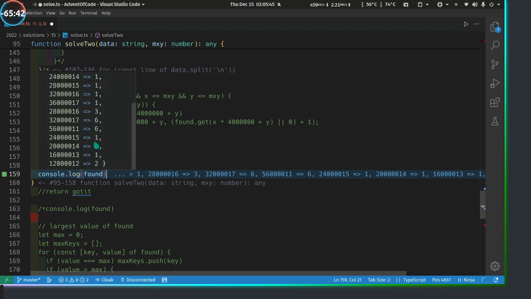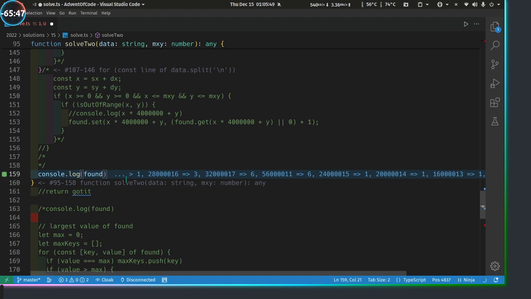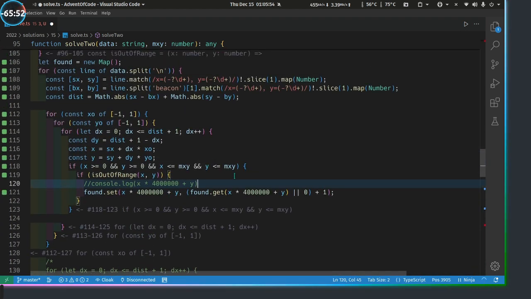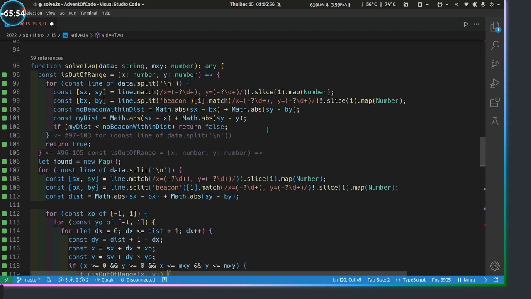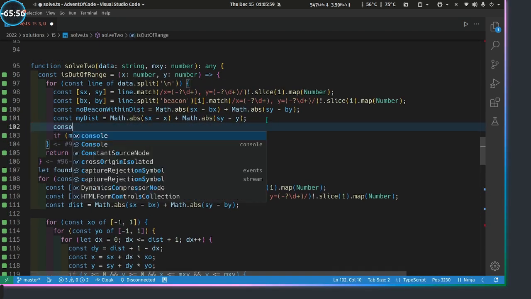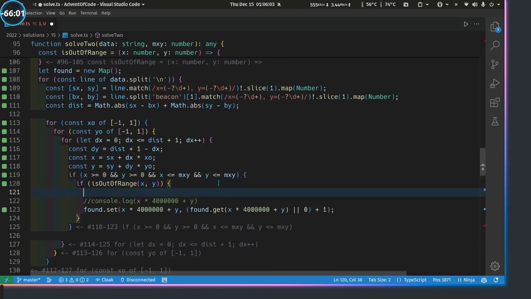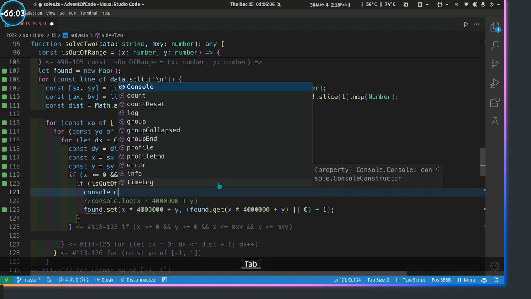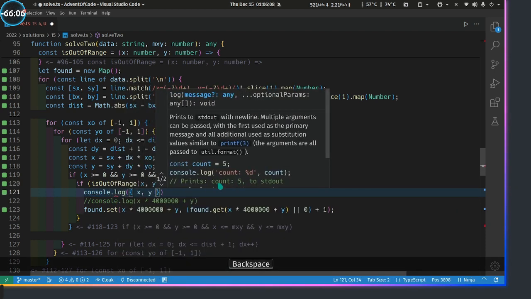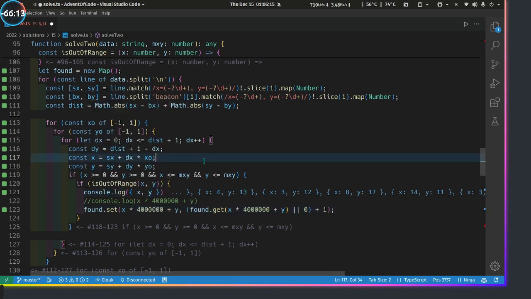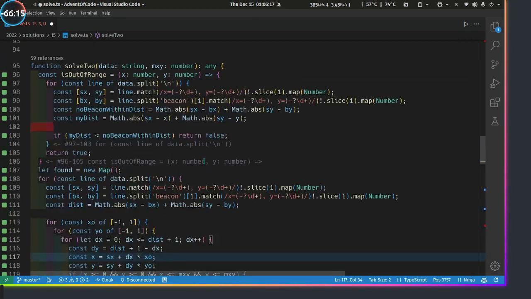Okay, so these are all the ones that we found, and this is the problem. They think they're away from a beacon. They're not. We've got to debug these. So is out of range X and Y. Console. Wait, we need an if check. So who's the first one that's wrong? X and Y, you are 2 and 10. You also show up twice. Why?